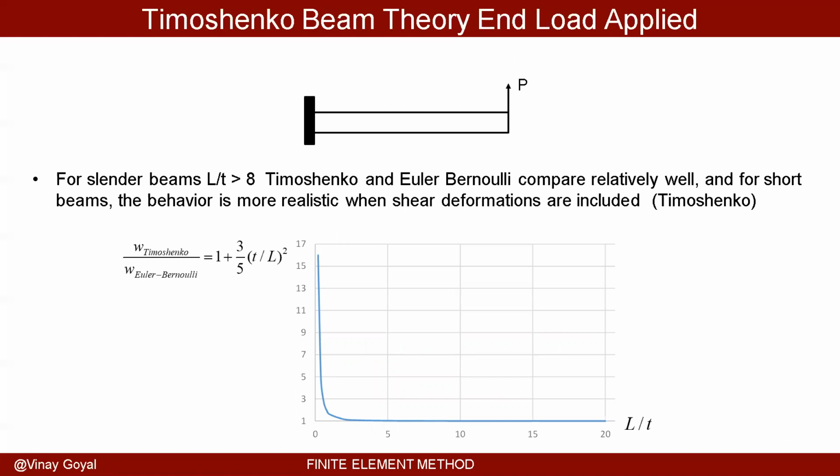But note how that tip deflection ratio drops to 1 for larger L over T's. And so typically you want to use Timoshenko beam when you have a situation where L over T is 8 or T over L is 1 over 8. 1 over 8 squared is 1 over 64, and you can see here that the error becomes quite small.